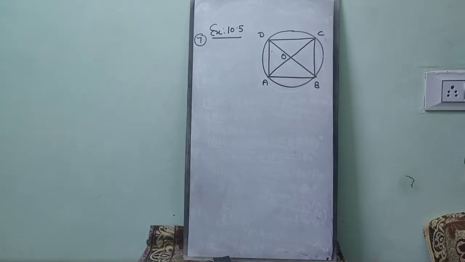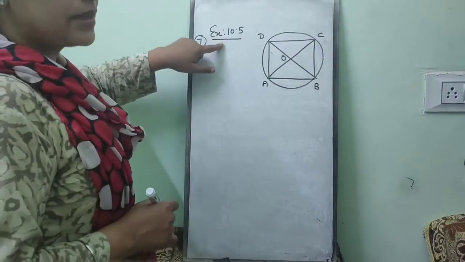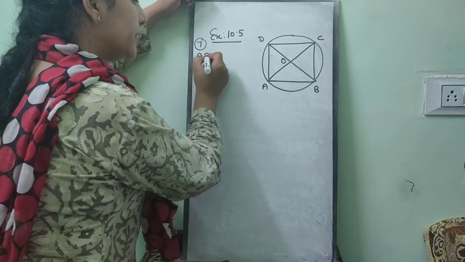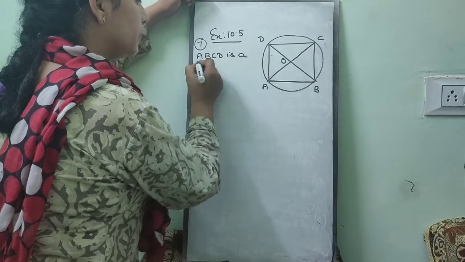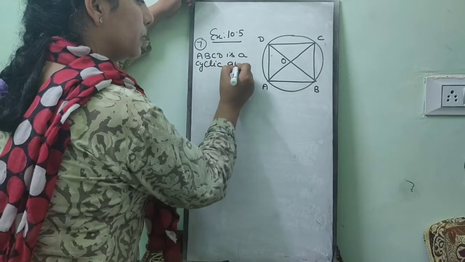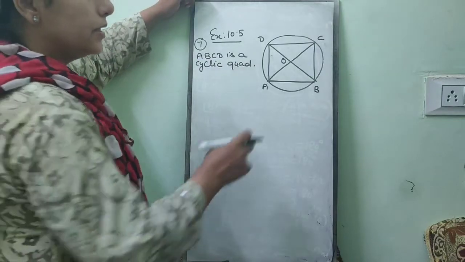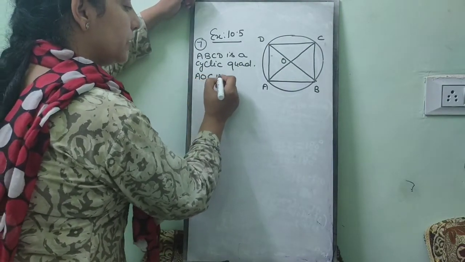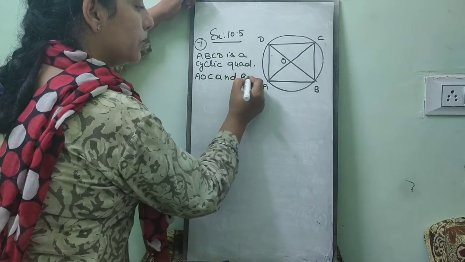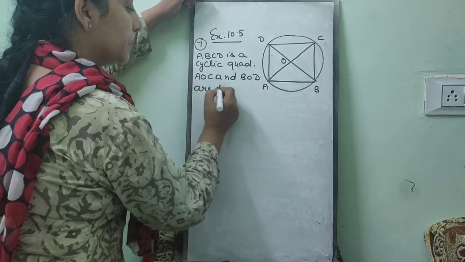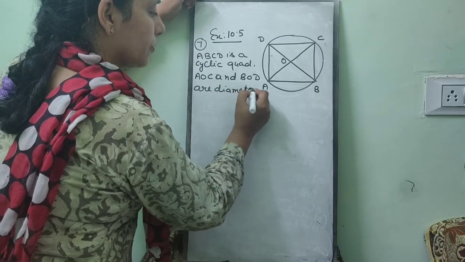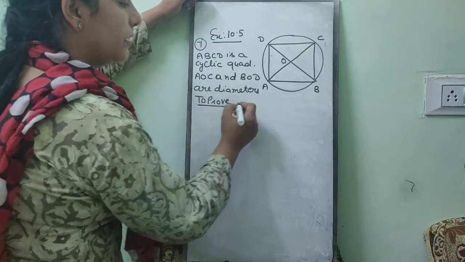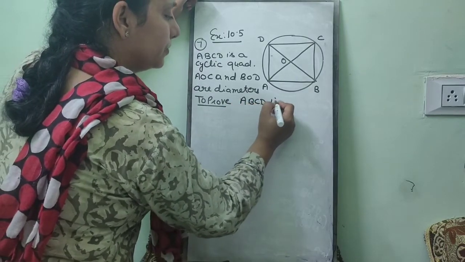Yes students, now I am going to start with exercise 10.5 sum number 7. In the statement it is given that ABCD is a cyclic quadrilateral. Diagonals are intersecting at point O such that AOC and BOD are diameters. You need to prove that ABCD is a rectangle.